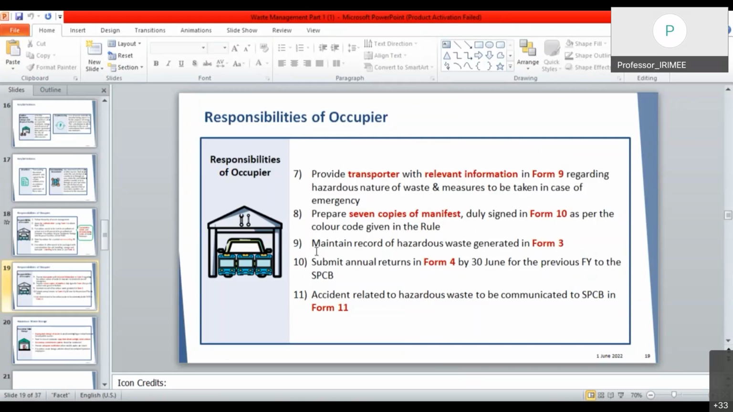Then maintain a record of hazardous waste generated in Form 3. Then submit annual returns in Form 4 by 30th June of the previous financial year to the State Pollution Control Board. Then any accident related to hazardous waste is to be communicated to the State Pollution Control Board. If any accident happens relating to hazardous waste, it should be communicated to the State Pollution Control Board in Form 11.